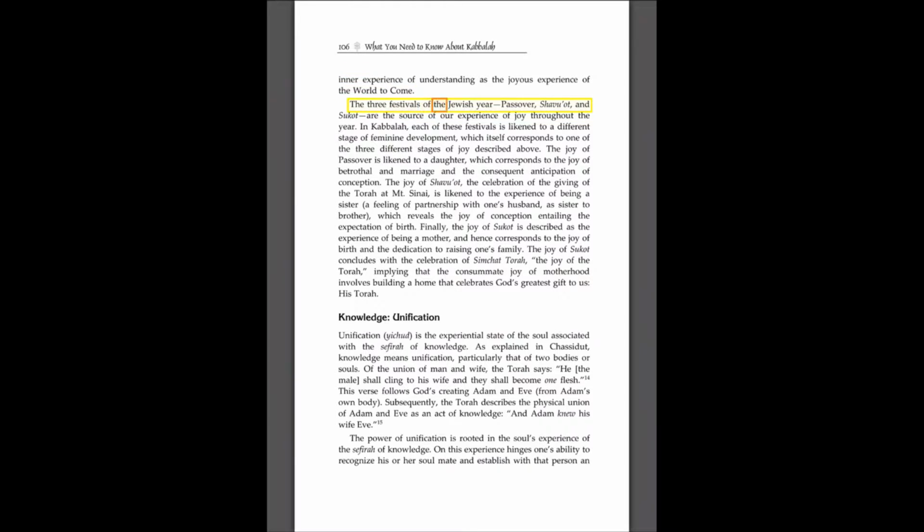The three festivals of the Jewish year, Passover, Shavuot, and Sukkot, are the source of our experience of joy throughout the year. In Kabbalah, each of these festivals is likened to a different stage of feminine development, which itself corresponds to one of the three different stages of joy described above. The joy of Passover is likened to a daughter, which corresponds to the joy of betrothal and marriage and the consequent anticipation of conception.